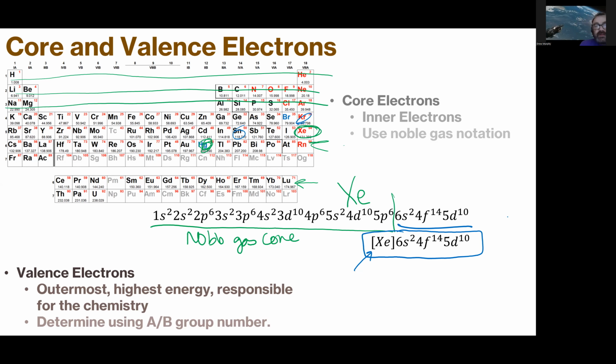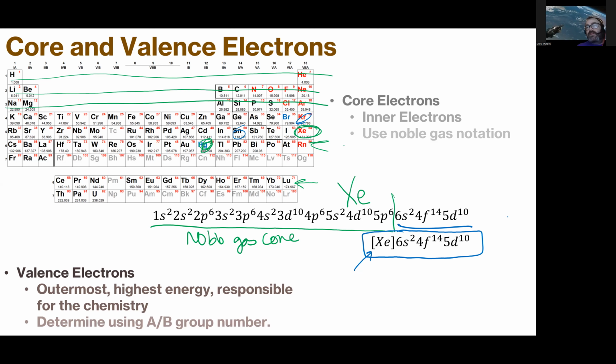The valence electrons are the ones outside of the core. For most atoms, it's all the electrons outside the core. For some of them, it's not. They're the highest energy electrons. They're responsible for the chemistry. So most of the time, we're concerned about valence electrons and not concerned about the core.